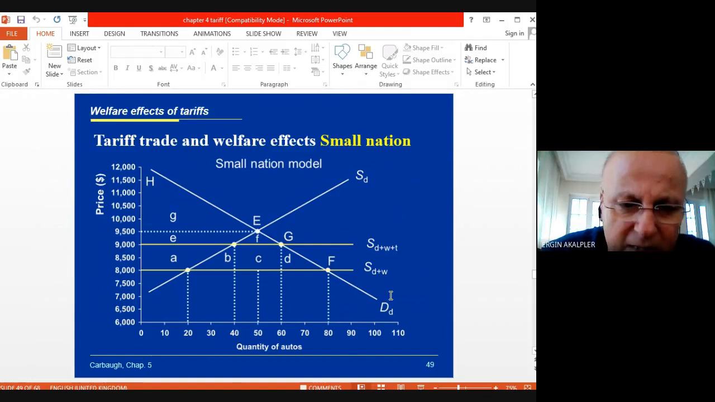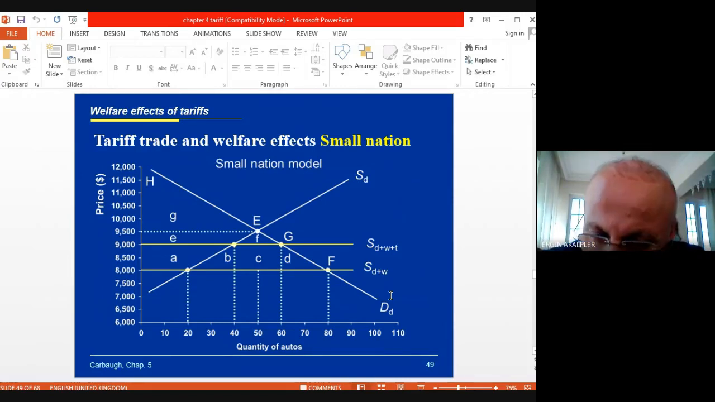These small triangles are the deadweight effects, and D is the consumer effect or the consumption effect, and B is the production effect, where welfare is lost as a result of this tariff. And A is the producer gain, and A, B, C, D is the consumer loss, and C is the government tax revenue, as you are observing in this small nation example.